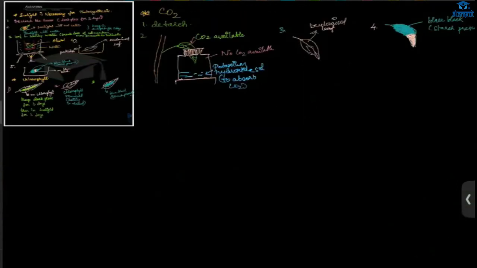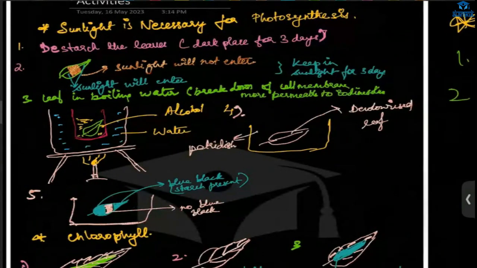Okay. Next, we'll see activities. The chlorophyll that we have seen, photosynthesis. I have not taught the activities, so we'll do 3 activities. First is whether sunlight is necessary for photosynthesis or not. Based on that activity, first we'll take the leaf and put it in a very dark place, where the leaf won't get sunlight for 3 days.